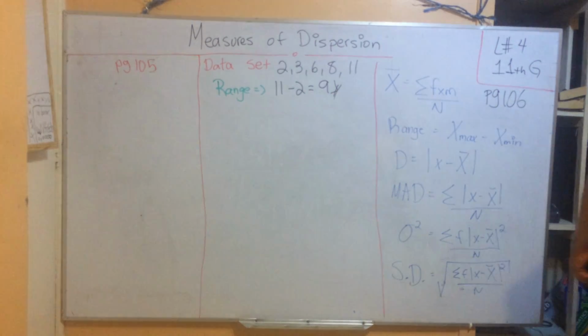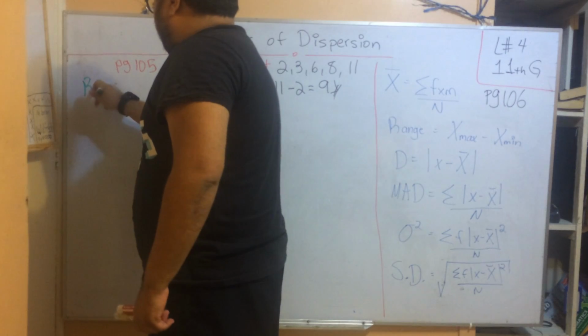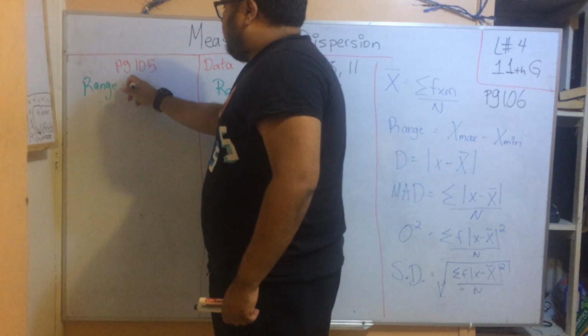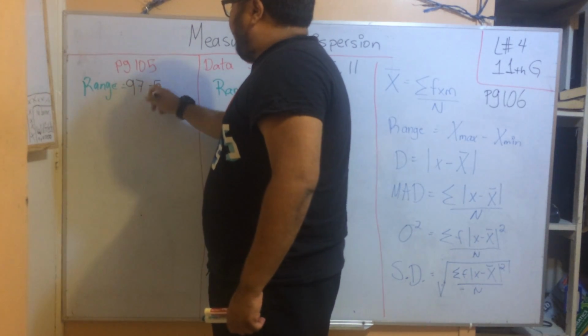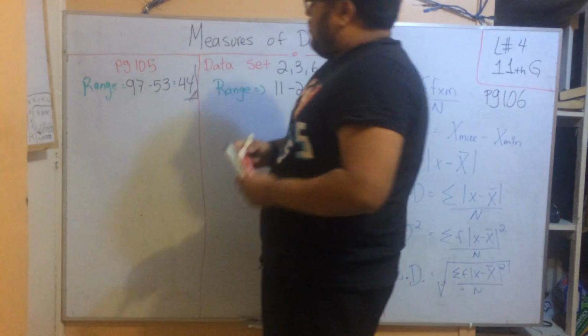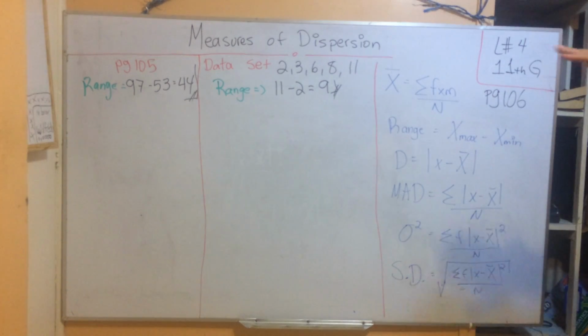From page 105, the maximum value was 97 and the minimum value was 53, so the range was 44. We already have the first piece of information for a measure of dispersion, the range. Now let's start calculating the rest of the information.